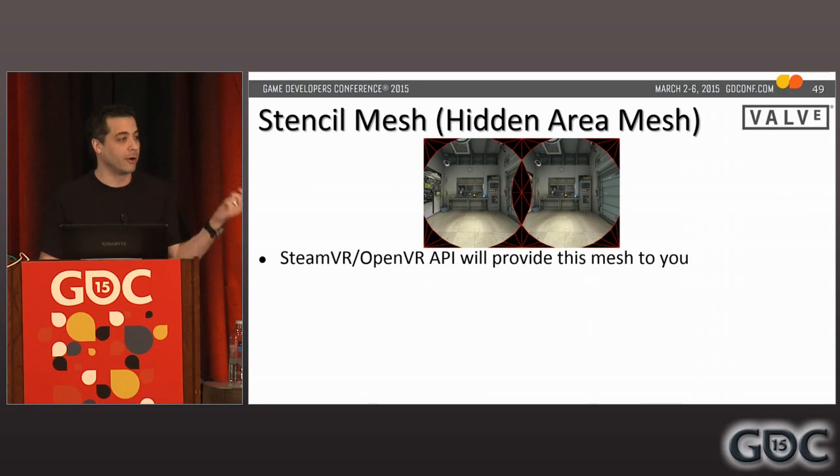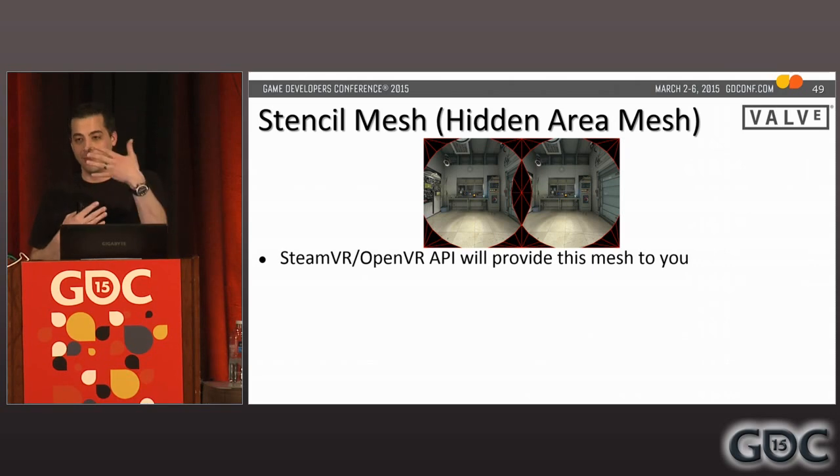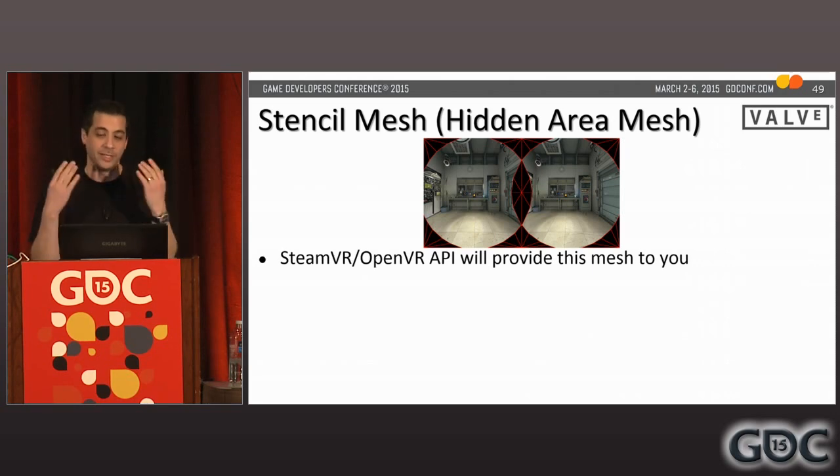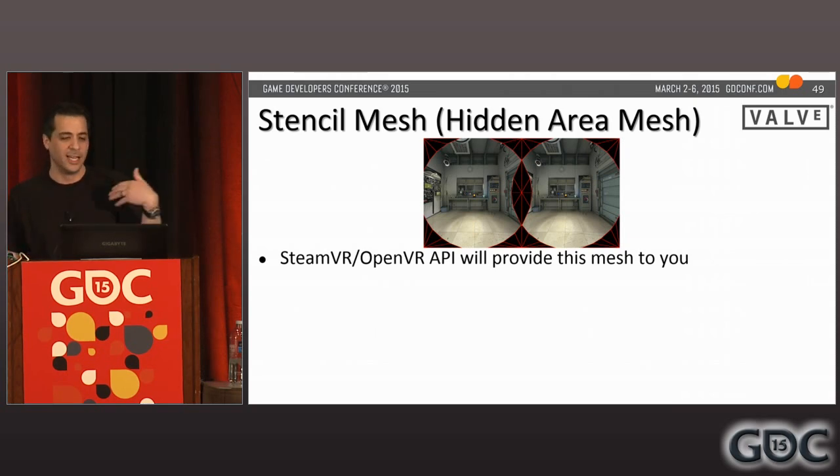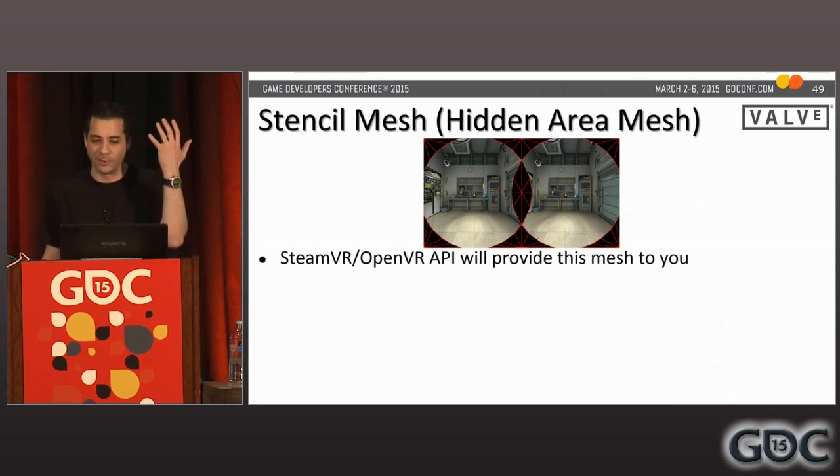If you're using SteamVR or OpenVR API, we're just going to give you this mesh because it's different per HMD. It's all about those optics and those panels and how they're aligned. So you'll have a different mesh per HMD, and you'll get a different level of savings depending on the HMD as well. If you're not using one of these APIs, it's pretty straightforward how to compute this. I won't go into it. If you're a graphics programmer, you'll figure this out in 10 minutes if you just stare at it long enough.